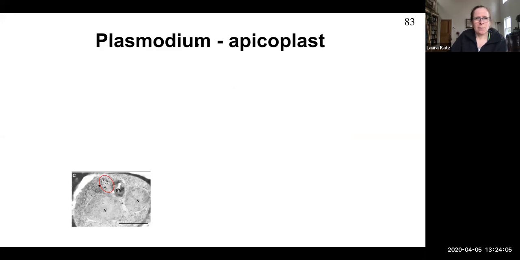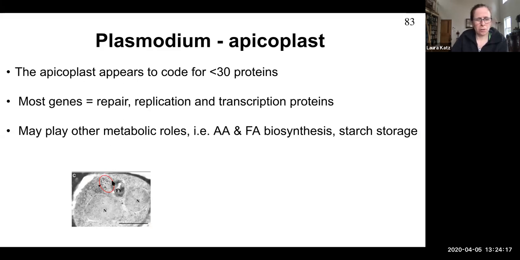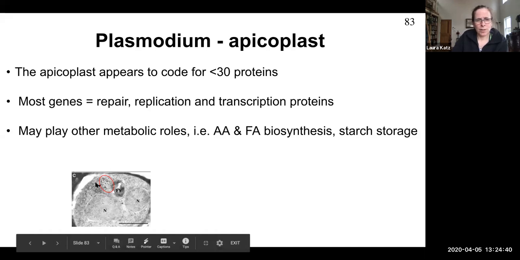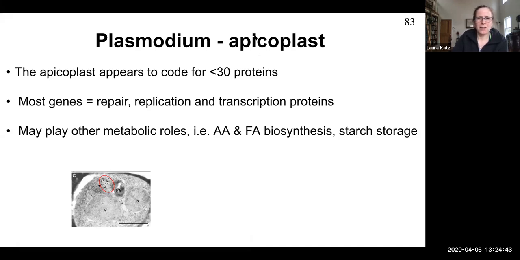So the last thing I'll say about malaria, Plasmodium, is that they have something called the apicoplast. They have this strange little organelle in here, no thylakoid membranes or anything. But when you look at this, it is clearly a remnant chloroplast. It's not in every apicomplexan, but it is in Toxoplasma and Plasmodium. It still has a genome that codes for 30 proteins involved in DNA repair, replication, and transcription, but other metabolic roles like amino acid and fatty acid biosynthesis and starch storage. So people have been very interested in the apicoplast, the plastid in the apicomplexa, as a target for drug design.